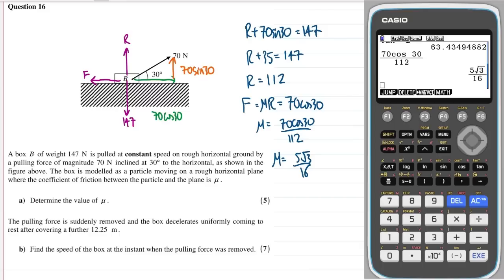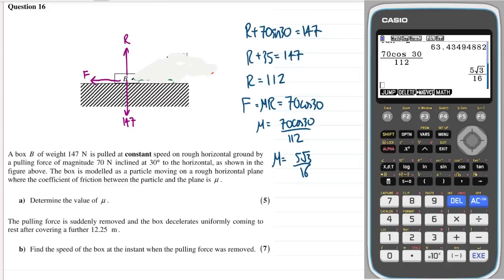Okay, carrying on, the pulling force is suddenly removed and the box decelerates uniformly, coming to rest after a further 12.25 meters. Find the speed of the box at the instant when the pulling force is removed. Right, classic question this. The pulling force has gone, and what that means is all this has disappeared. So it means we need to recalculate our value for the acceleration, and we've got to recalculate all of our values essentially. So looking at this diagram, is R still 112?